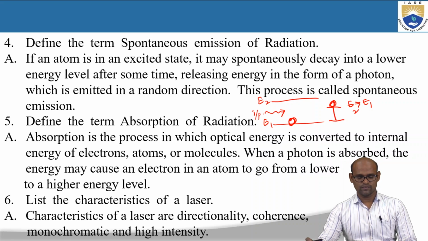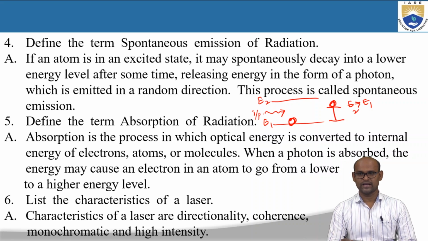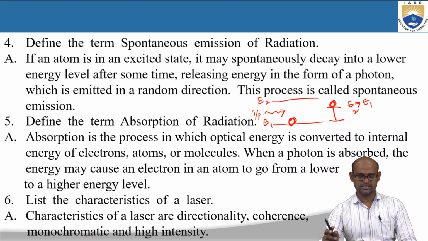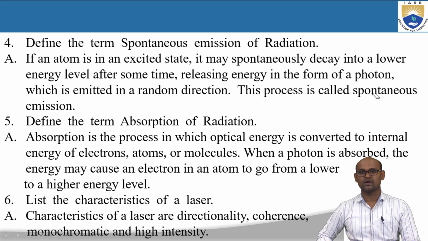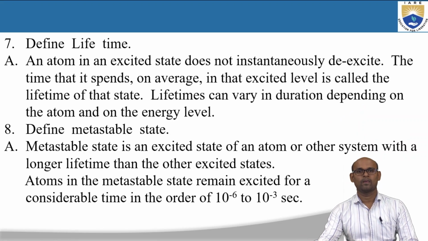List the characteristics of a laser. Characteristics of a laser are directionality, coherence, monochromaticity and high intensity. So these are the 4 characteristics of laser light by which it differs from normal tube light.